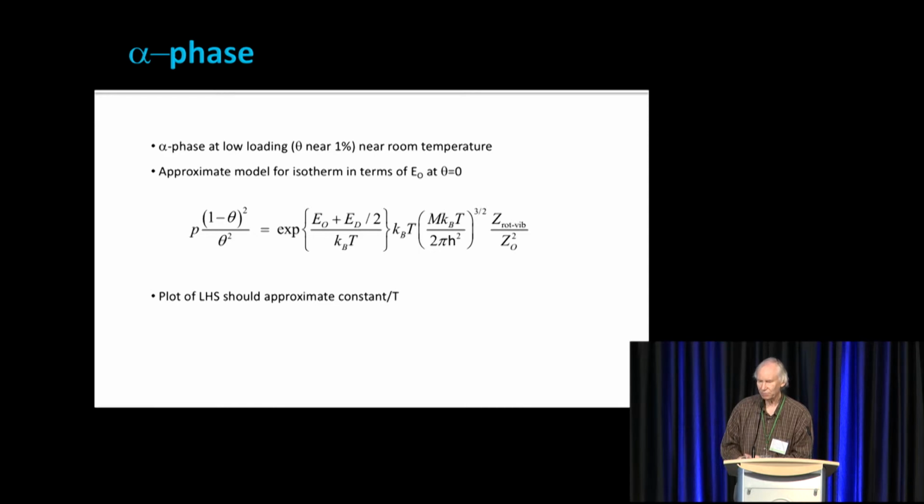So if you plotted the pressure times this function of loading, (1 minus the loading) squared over the loading squared, in principle it should depend on temperature. In fact, on the right-hand side there's an exponential dependence. So if you made a ln plot, it should approximately go like 1 over T.